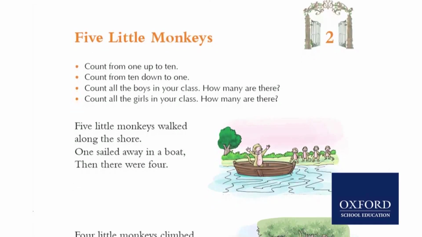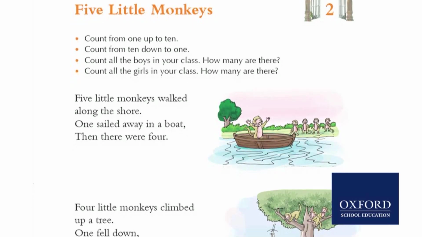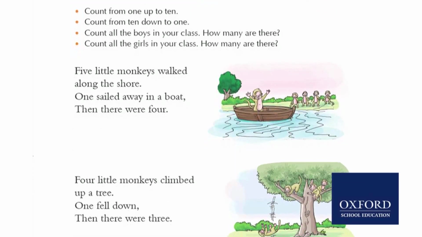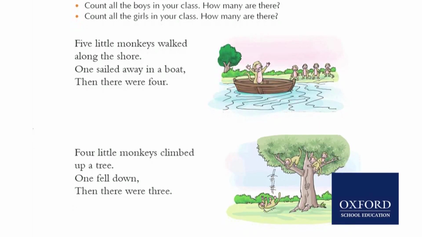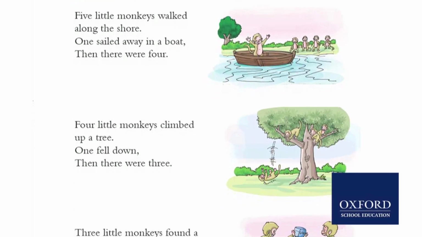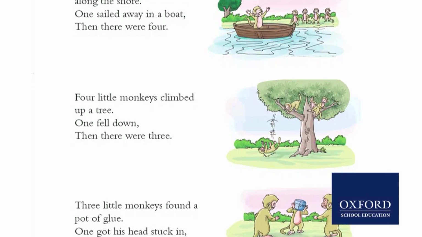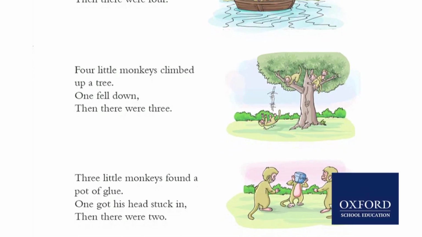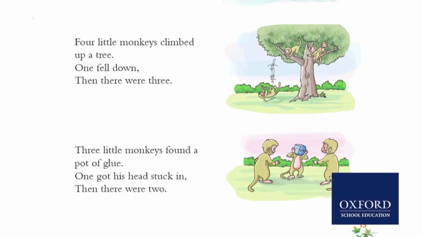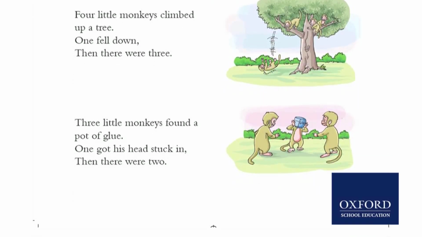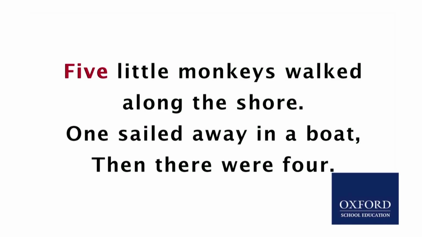5 little monkeys walked along the shore. 1 sailed away in a boat, then there were 4. 4 little monkeys climbed up a tree. 1 fell down, then there were 3. 3 little monkeys found a pot of glue. 1 got his head stuck in, then there were 2. Did you notice that each line had the same four strong beats? 5 little monkeys walked along the shore. 1 sailed away in a boat, then there were 4.